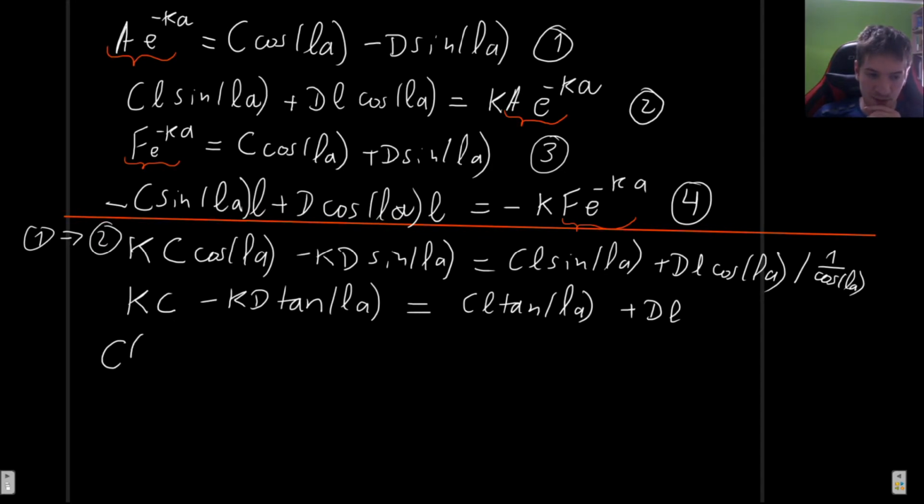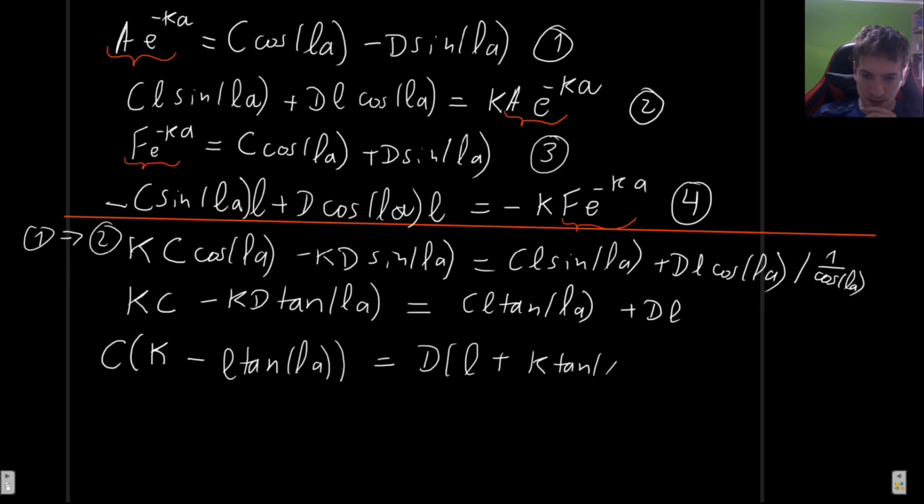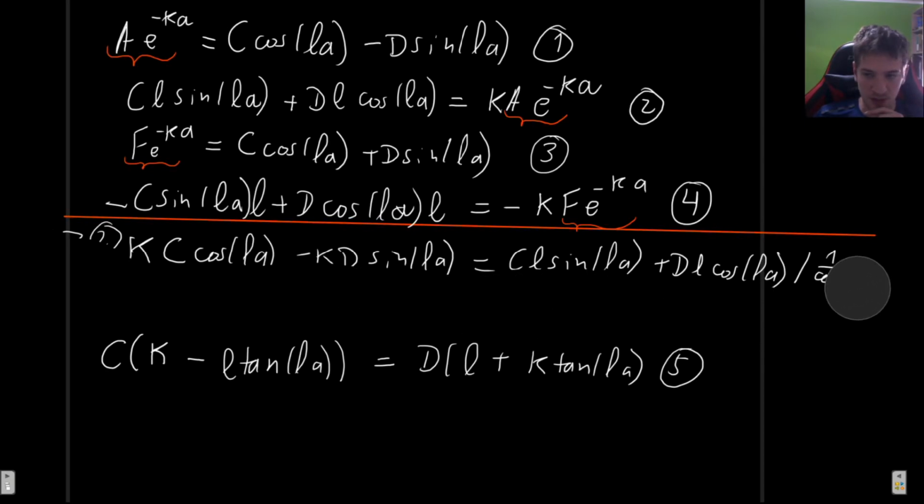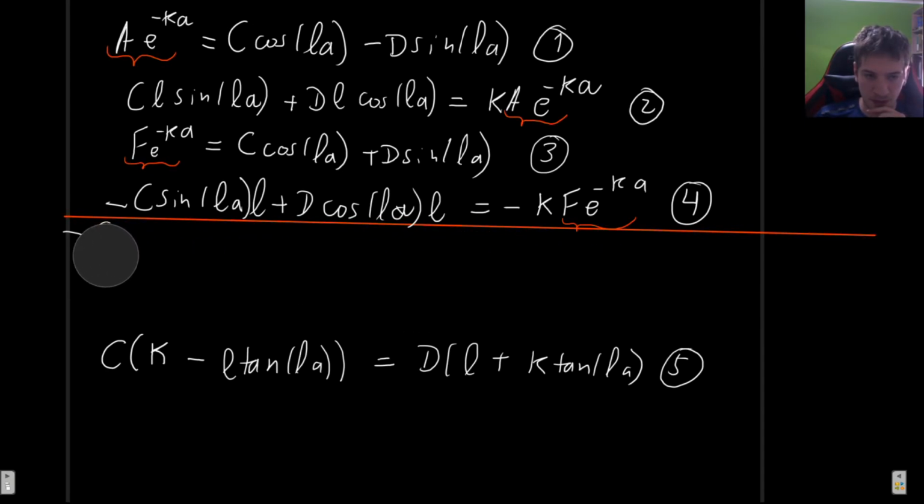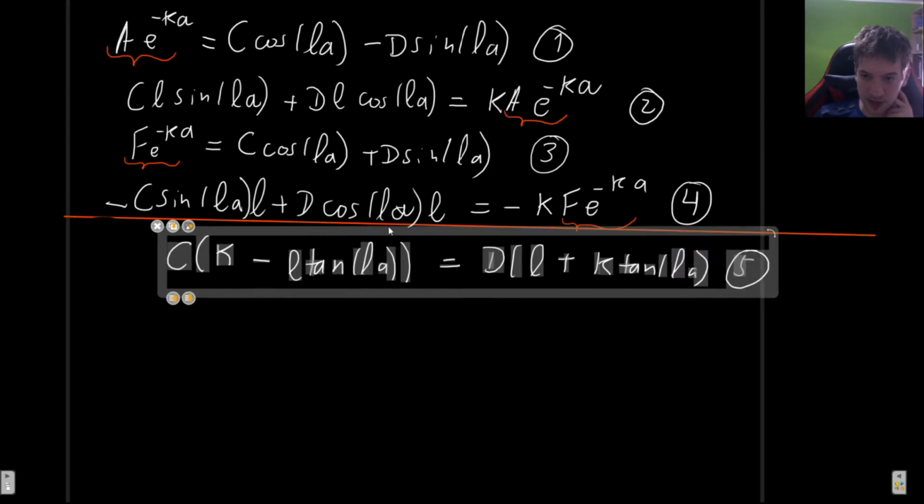So here we're going to get C factor of K minus L tangent of LA, and this has to be equal to D times (L plus K tangent of LA). Okay, so this is going to be equation number 5. So I'm going to now get rid of what I had up here. If you need to see it, you can always just go back in the video. That way I can show everything together, and I hope that it can be a bit easier to follow.